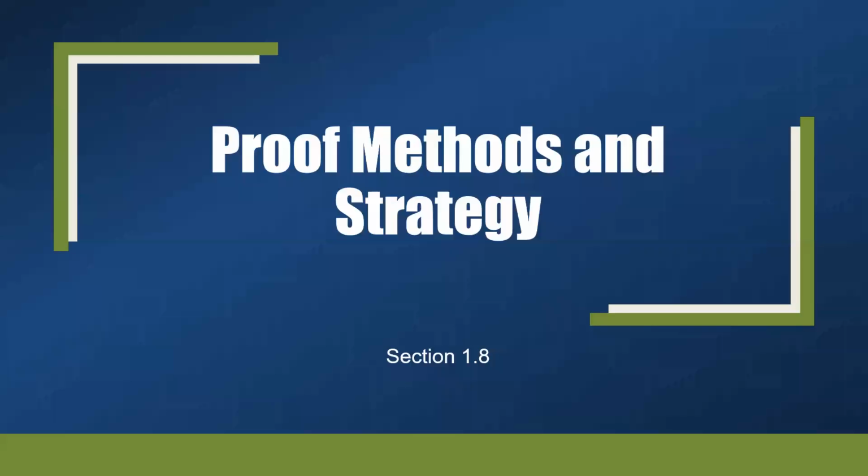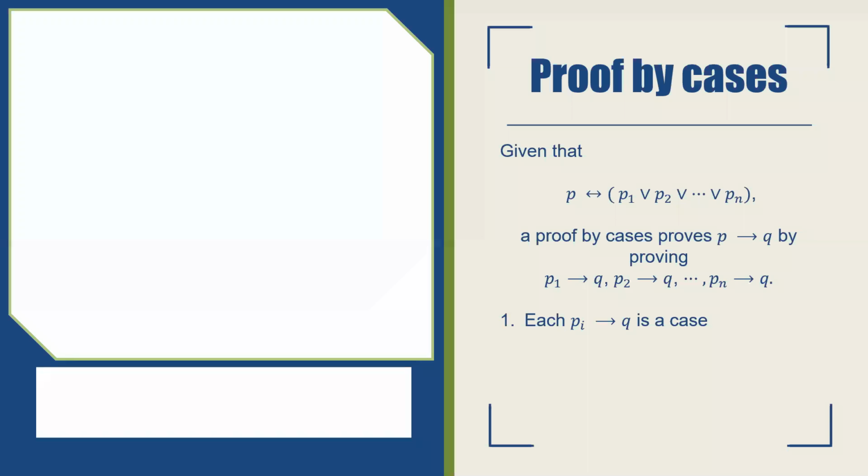Section 1.8, Proof Methods and Strategy. So in the last section, we went over some basic proof methods, and here we're going to go over some more advanced techniques and just some other tricks, some other things we can use to prove things. And so the first one that jumps out is proof by cases. And don't be thrown by the notation we're using here.